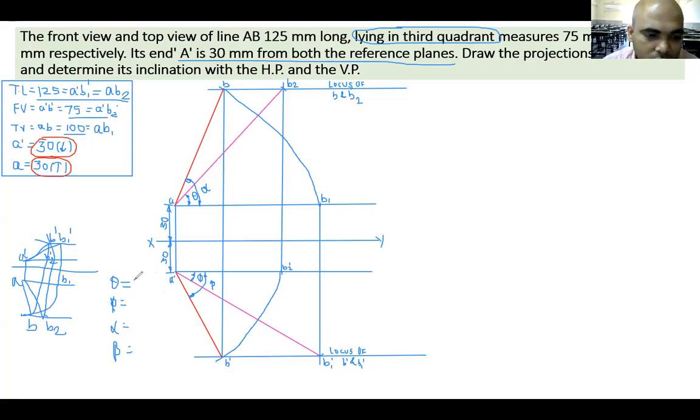So theta is 52. Phi is 36. Next, alpha is 87. If you are getting 89, that is fine, not a problem. And beta is 87. Just check this. So with this, our second problem is going to be over.